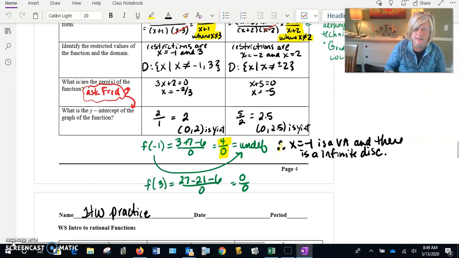If I was just asking you to evaluate this, you can go directly from f of 3 equals undefined. But if I'm asking you to think about the form of what that undefined is, it is the indeterminate form.